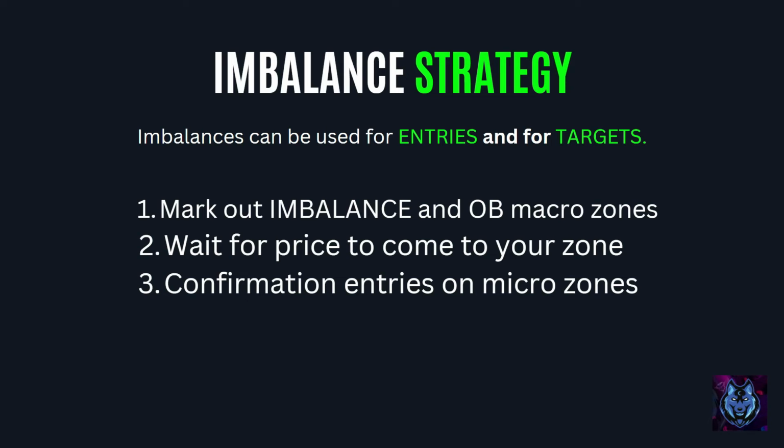Once we know about all these little pieces, we look at the market and it looks like a puzzle that we can start to make sense of. Imbalances can be used for entries and for targets. So number one, mark out an imbalance and order block macro zone on your chart. Then wait for price to come to your zone and then look for confirmations on entries on the micro zone. I'll show you more details now.